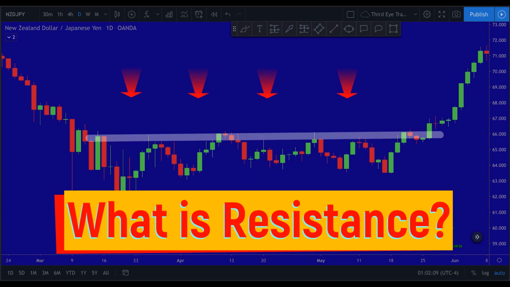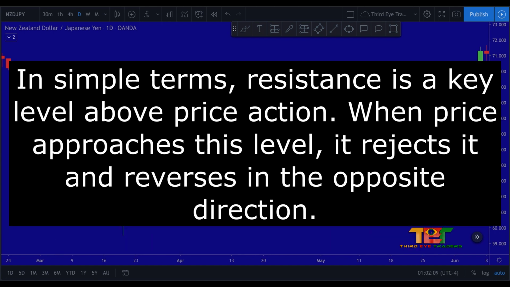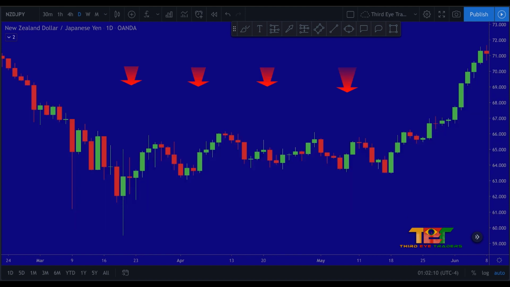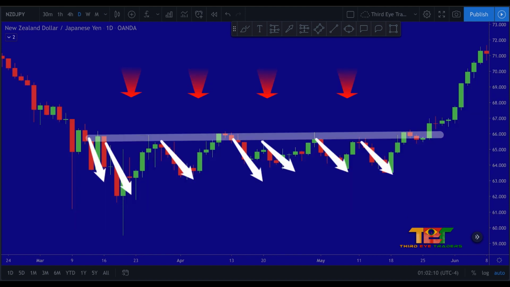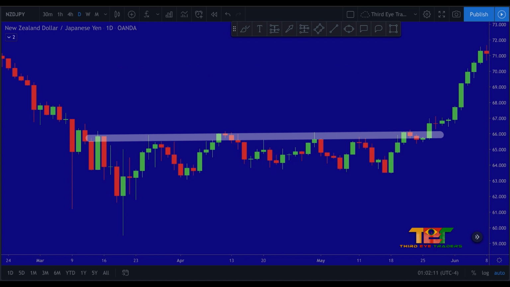What is resistance? In simple terms, resistance is a key level above price action. When price approaches this level, it rejects it and reverses in the opposite direction. Notice how price action respected this resistance zone, until price action retested that level and broke above in the opposite direction.